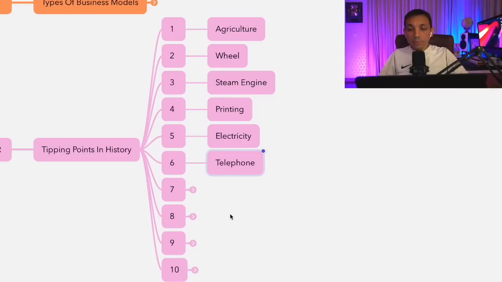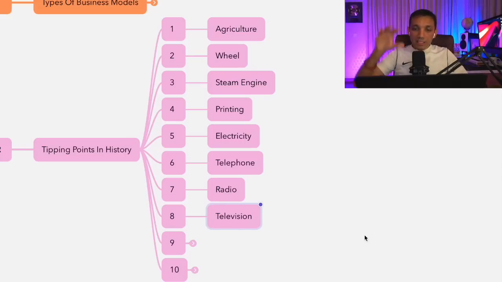The telephone was a game-changing technology. The radio was a game-changing idea. And television was a game-changing idea in the late 80s and early 90s. I still remember Star Plus in the initial days and how I used to wake up in the morning and watch those programs. Now, the thing here is that all of these innovations, the major innovations, have happened in the last 100 years.